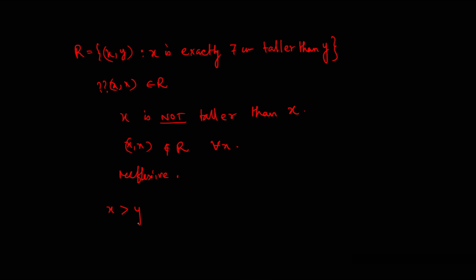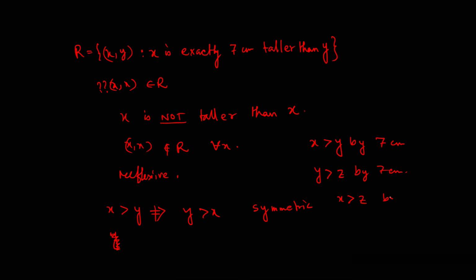And if x is taller than y, I denote it x is greater than y, then this does not imply that y is greater than x. That means it is not symmetric. But if x is greater than y by 7 centimeter and y is greater than z by 7 centimeter, then x is greater than z by 14 centimeter. This is not exactly 7 centimeter taller, so (x, z) does not belong to R. So it is also not transitive. So this relation is not symmetric, reflexive or transitive.